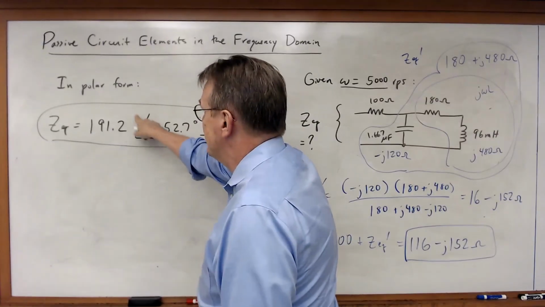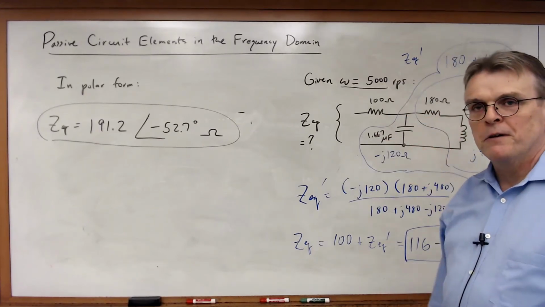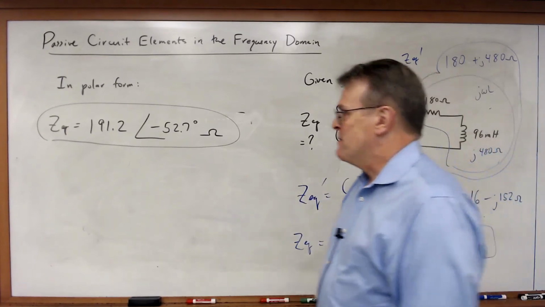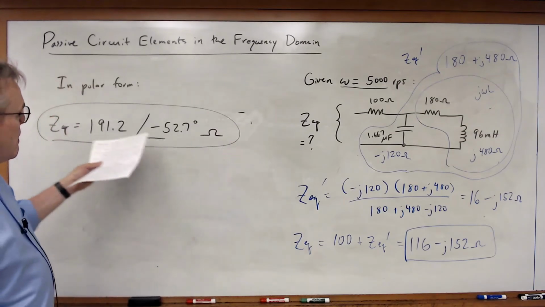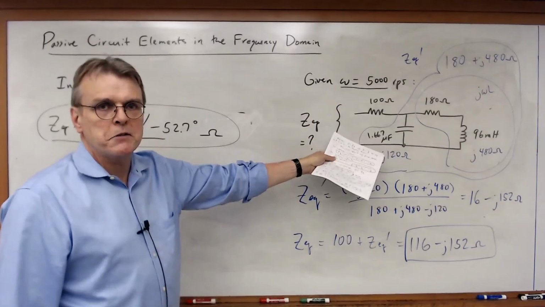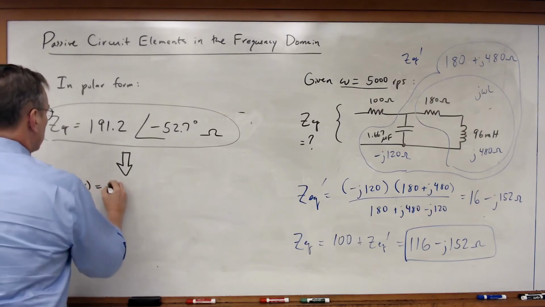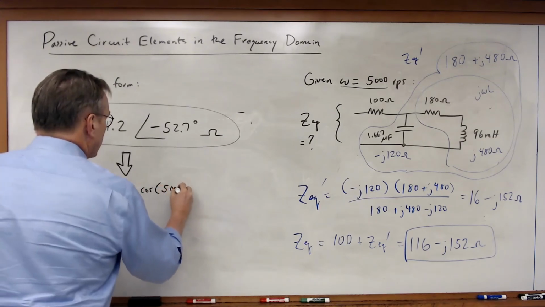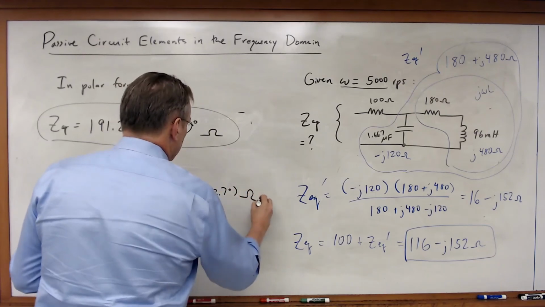This represents in the time domain a resistor, a couple of resistors, an inductor, and a capacitor of specific values. That's what this represents in the time domain. I've seen many students in the past do things like this. I'll say, okay, convert this to the time domain. So instead of going back to a resistor, an inductor, or a capacitor, instead they'll say, well, Z of t must be equal to 191.2 times cosine 5,000 t minus 52.7 degrees ohms.